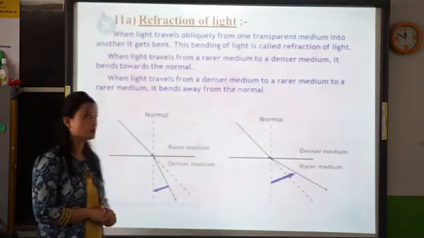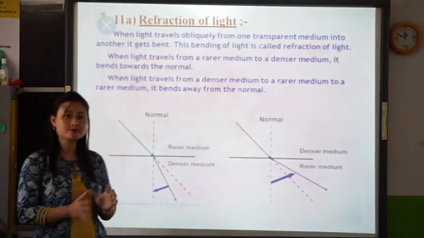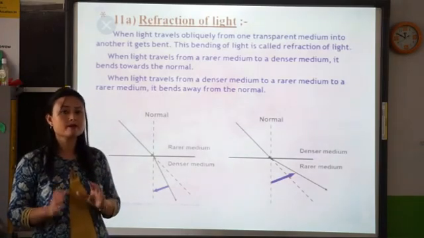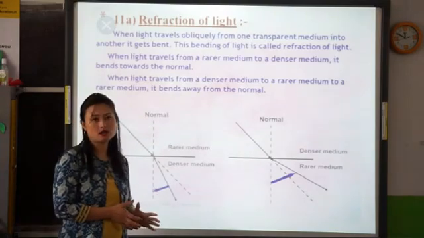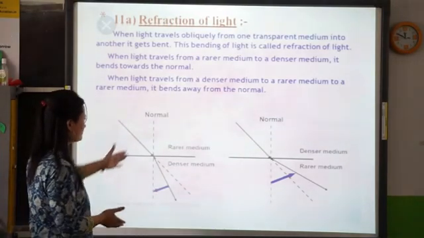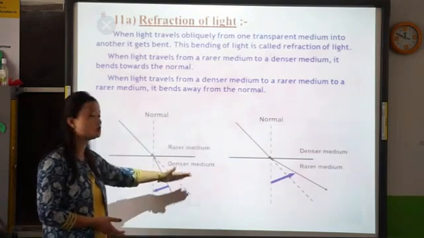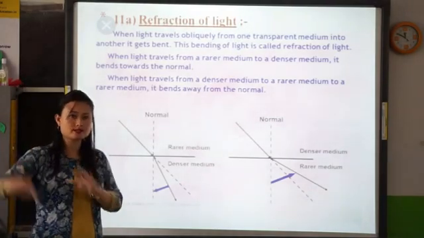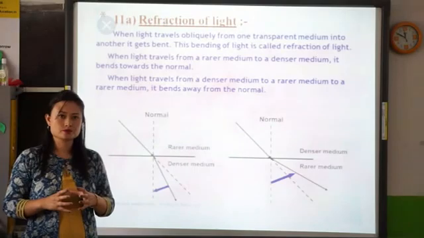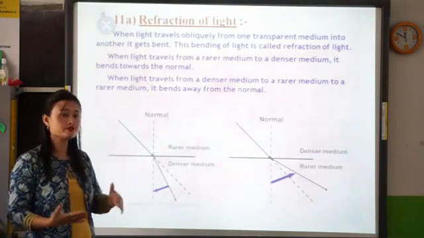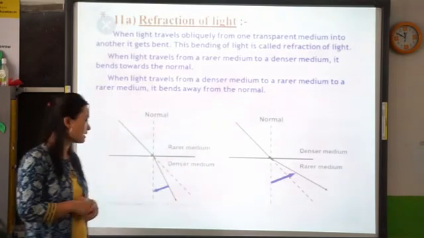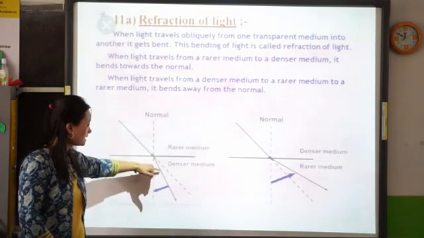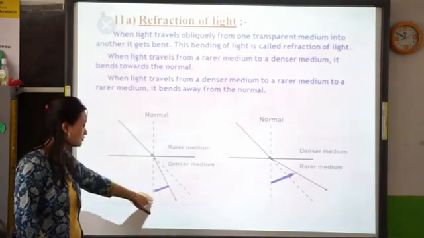Now this is what refraction would look like. When light passes from one medium to another, as we said, it bends. Depending upon the medium, it transfers differently. When the light transfers from a rarer medium to a denser medium, I told you what a rarer medium is: rarer medium means the particles are more apart, and denser means the particles are closer. So when the light passes from a rarer to a denser medium, its speed decreases, and when its speed decreases, the refracted light moves towards the normal.